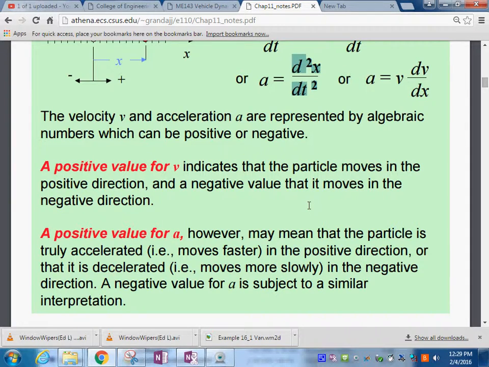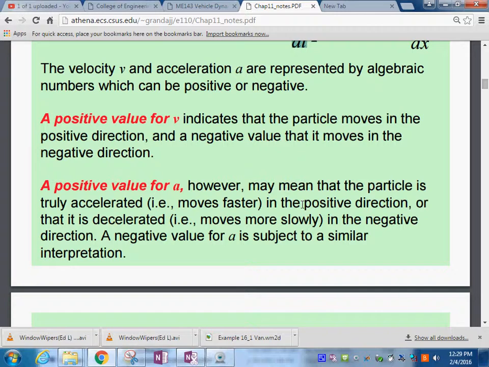Look at the difference here. A positive value of v, the velocity, indicates that the particle moves in the positive direction, and a negative value moves in the negative direction. A positive value of a might mean that the particle is truly moving faster, let's say, in the positive direction, or that it is decelerated, moves more slowly in the negative direction.